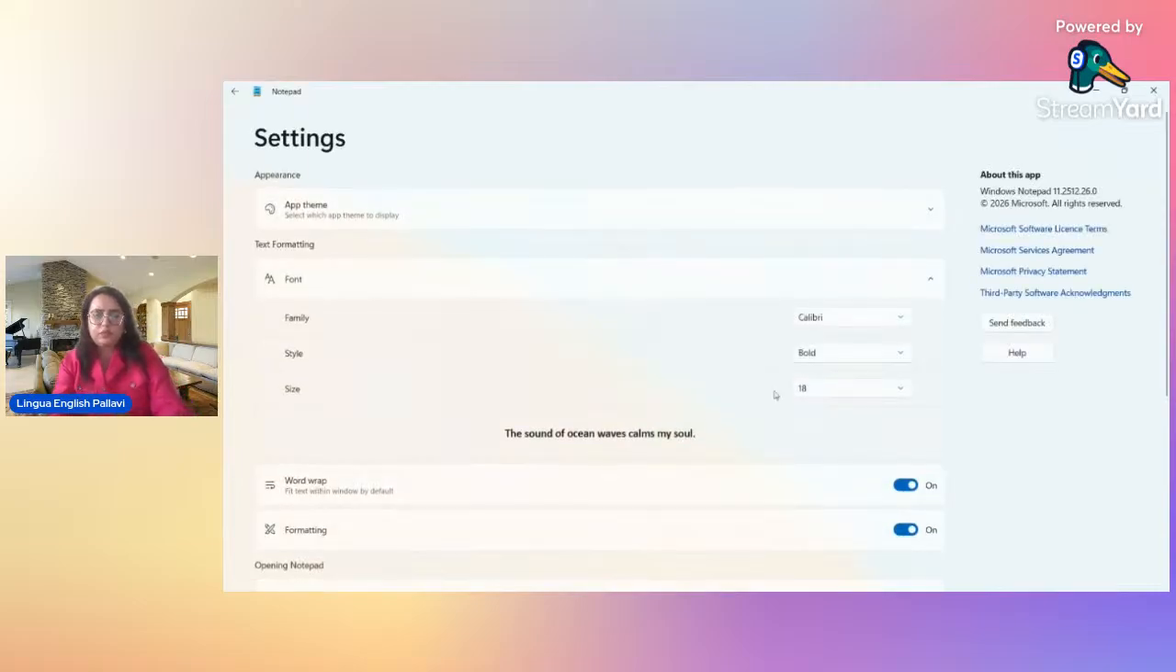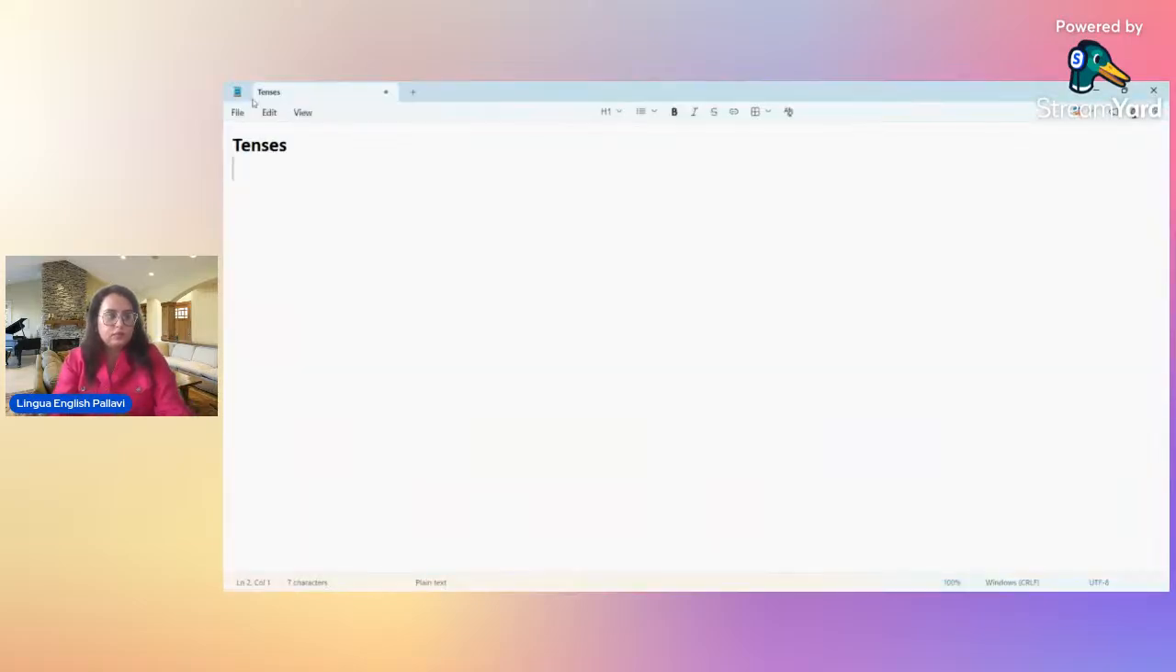Let me open up the font size. Tenses tell us about time. So we study tenses because they tell us about time, that in which time we have to use which, whether we have to use present, past, or future. So we study tenses so we understand in what time we have to use which.